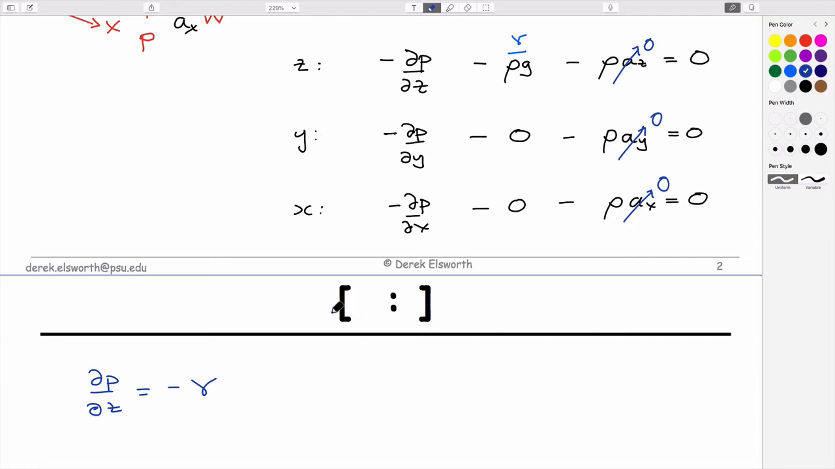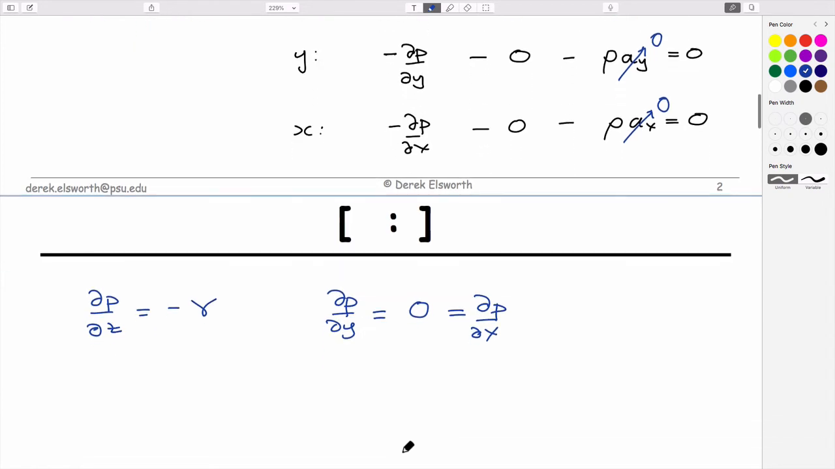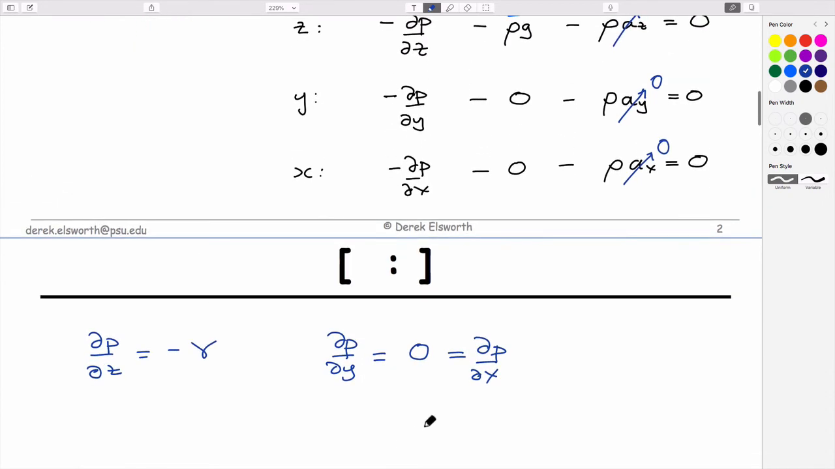And from the other two, we get dp/dy is equal to 0, which is also equal to the change in pressure in the x direction. So these are quite important relationships.